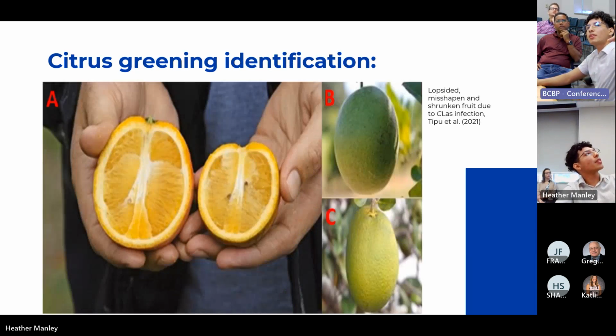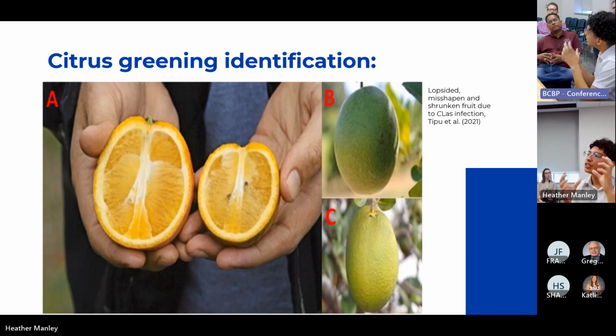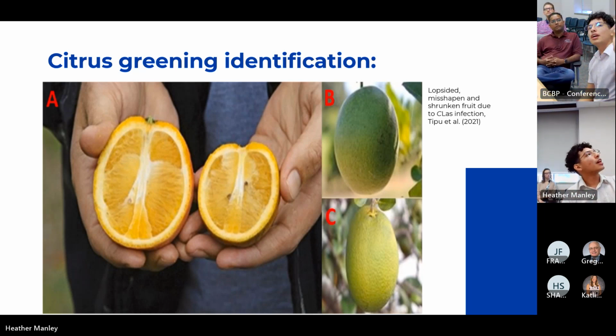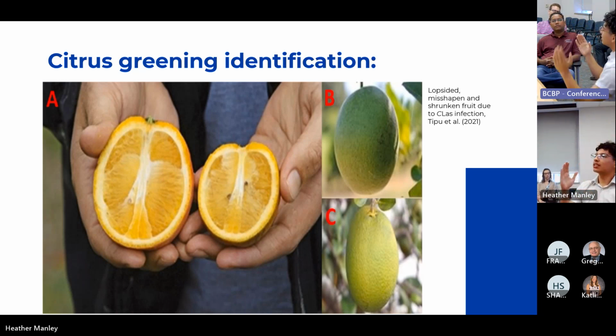So this is a visual provided by Tiku and his research department that I got off of the database. On the left-hand side, we can see a normal healthy fruit. And on the right-hand side, we can see how the fruit has shrunken due to citrus greening. And then image B shows how the fruit has a lopsided growth. You can't really visualize it with this image, but basically one side is going to grow normal and the other side is going to be asymmetrical.